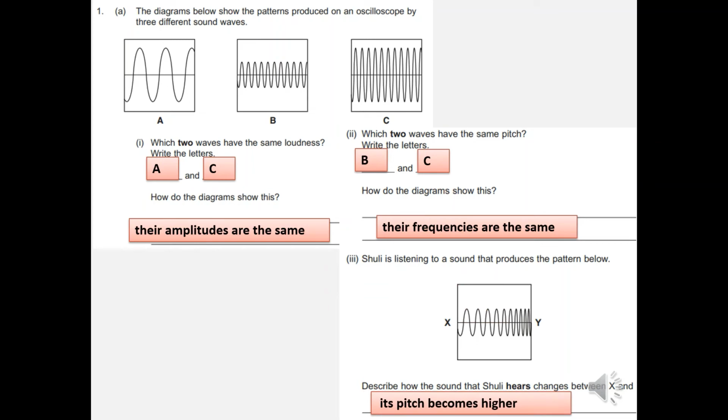What we can tell you is that the pitch becomes higher. As you'll notice, in the early parts, the frequency is lower, and afterwards, it has greater frequency. So the pitch is becoming higher.